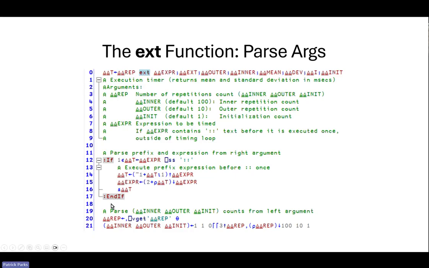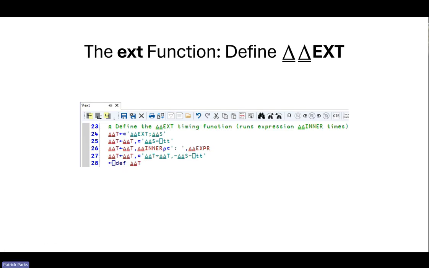Now we're going to parse the left argument. Down on line 20, we just use the vget function to say I want the value of delta rep, but if it's not defined, so if we call this monadically, I'm going to make the default equal to an empty vector, zilde. I assign that to rep, and then I get the defaults for the inner, outer, and init values, and those defaults are 100, 10, and 1. A very simple, common APL expression. Won't go into that. I want to look then at the next part of the function.